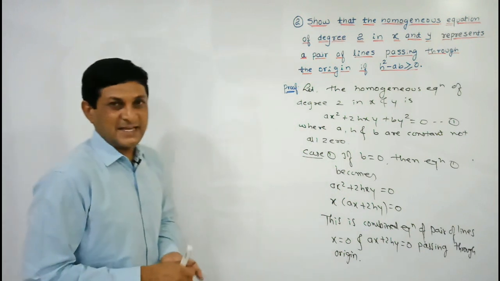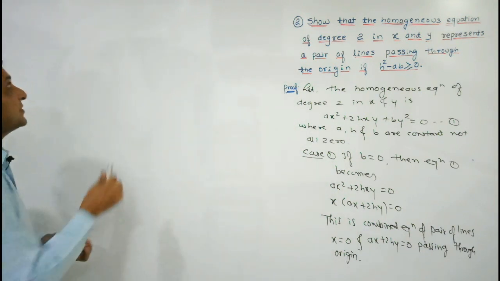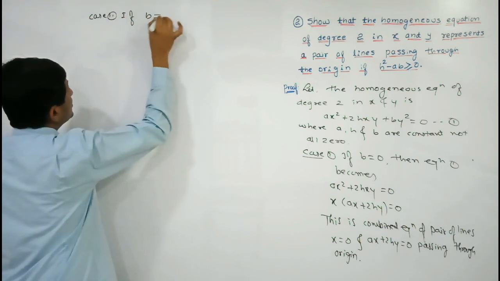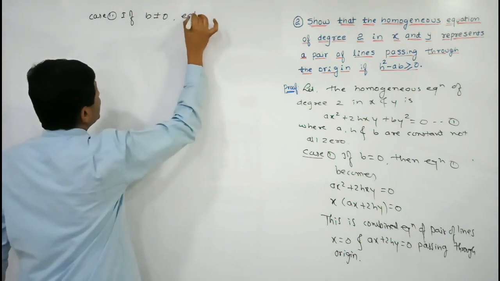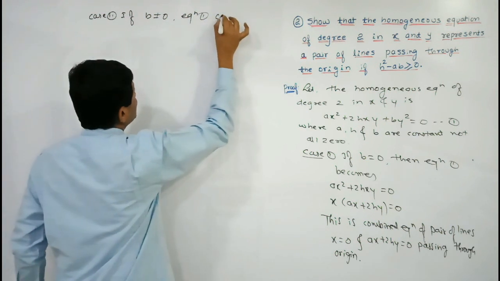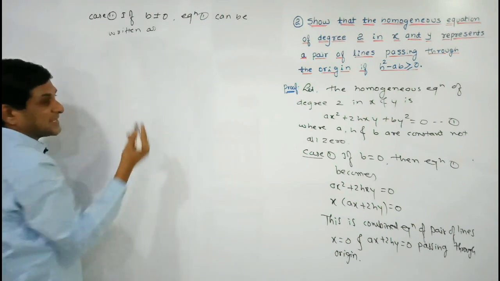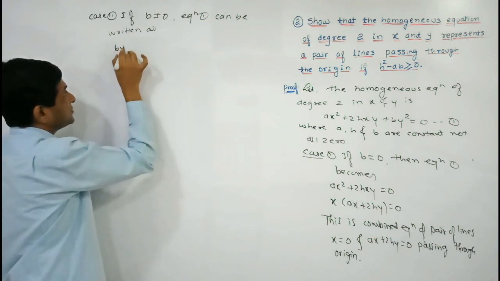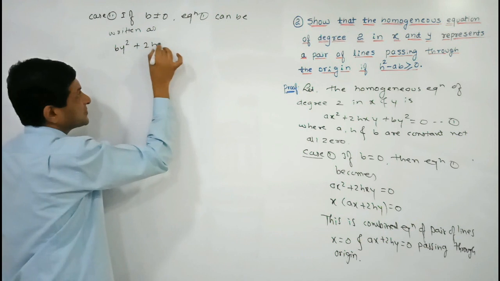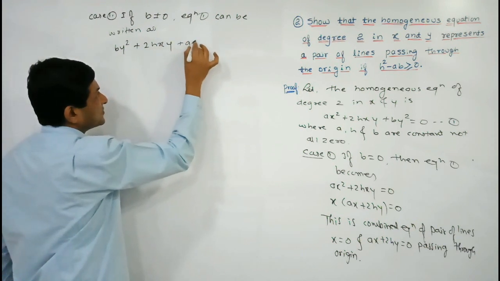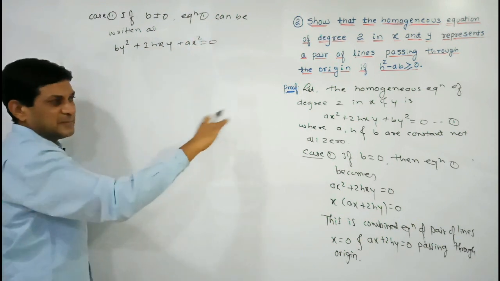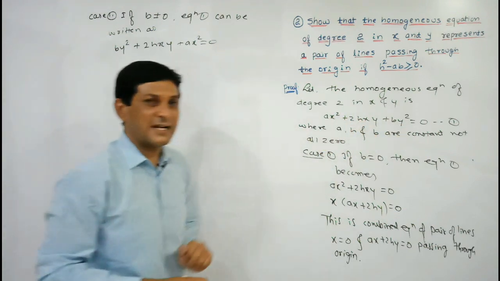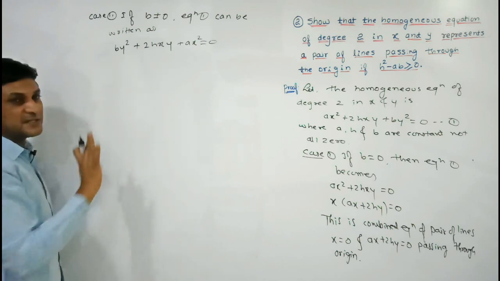Now consider case second, if b is not equal to 0. So in case second, if b is not equal to 0, equation first can be written as, observe equation number first. First write down the term of y square, that is by square, then write down 2hxy, then write down ax square is equal to 0. We have written the same equation, just shuffling the terms. Means we have considered the same equation.